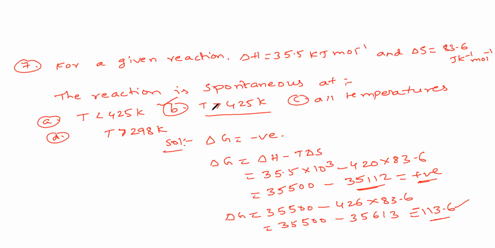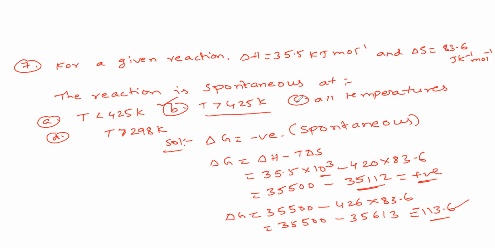I hope it is clear. So like this, you have to check. This is the answer. For spontaneity, first the condition is that delta G should be negative, only then the reaction is spontaneous. In the first case, I have taken T as 420. Even if you take 424, you will not get more than 35,500, because 35.5 into 10 to the power of 3.